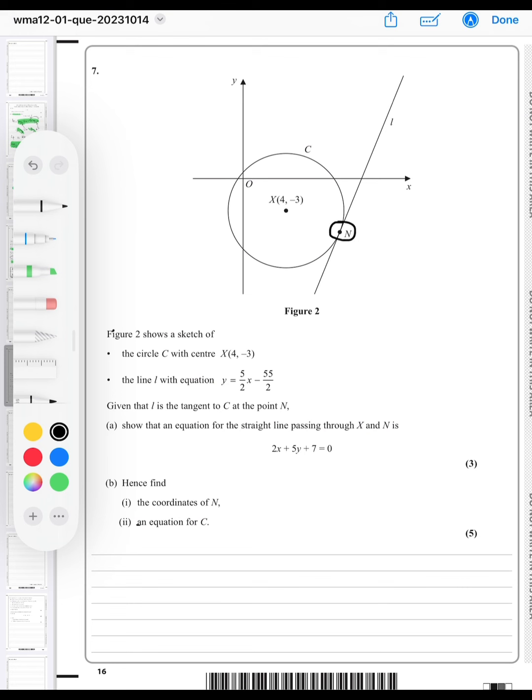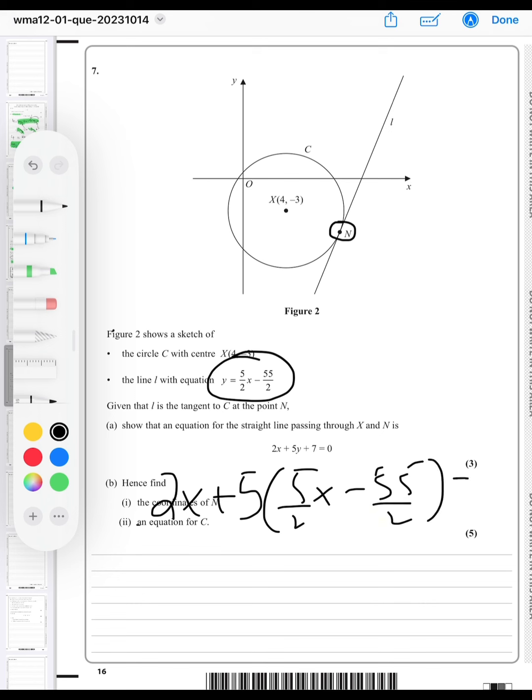Find the coordinates of N. It's very easy. It's a basic concept that whenever there are two lines and they are asking for the coordinates, the lines meet at a point, which means we have to solve them simultaneously. Here the equation gives the value for y, so we will substitute this in the equation below. This turns to 5/2x minus 55/2 plus 7 equals 0.